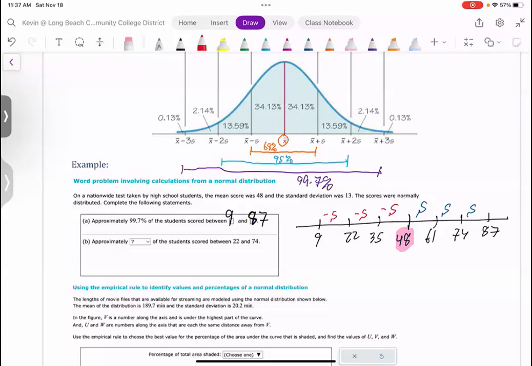So approximately what percent of the students scored between 22 and 74? And I can see right here, 22 and 74, that is 2 standard deviations out in both directions. 2 standard deviations out means that about 95% of the data is going to be between 22 and 74.